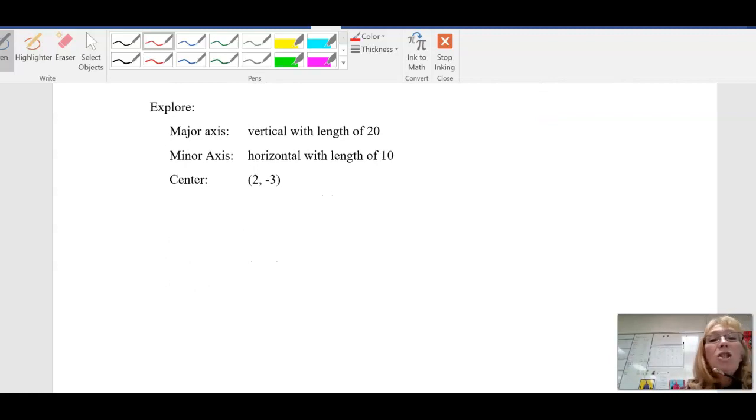All right, the information is given to you a little differently. You're vertical with a length of 20, so vertical is going up and down, right? So vertical length of 20, that means half of it is 10. All right, so we know my major is the y, and it's 10 long. It's 10 long, so it's 100 underneath it.